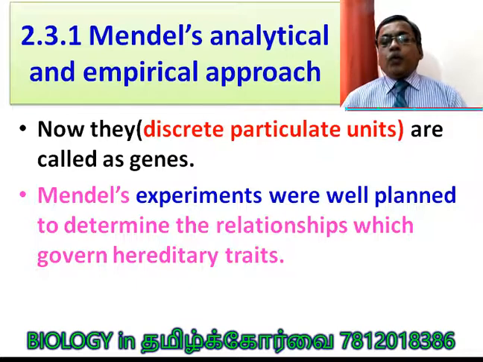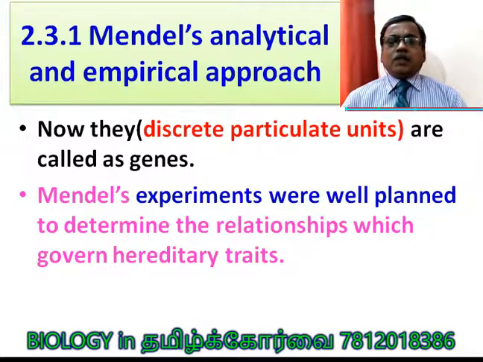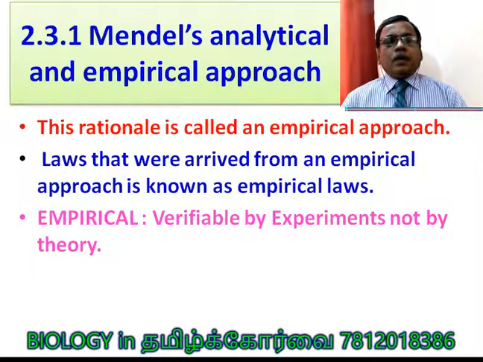Mendel's experiments were well planned. That's what I want you to understand. He wanted to determine the relationship which governed hereditary traits. This rationale is called an empirical approach. Laws that arrive from an empirical approach are known as empirical laws. Now the question arises, what is empirical, sir? It is verifiable. The result can be verified by experiment, not only by theory. This is called the empirical approach.